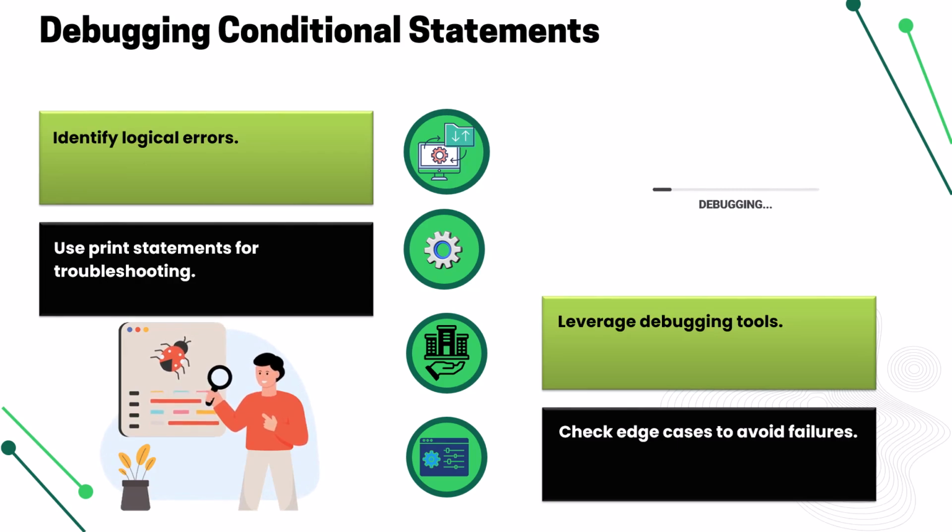Debugging conditionals is like being a detective. Where did the logic go wrong? Print statements are your magnifying glass, letting you trace values. Debugging tools make this easier, highlighting errors. Edge cases. They're like the plot twists in a mystery novel, unexpected but important.